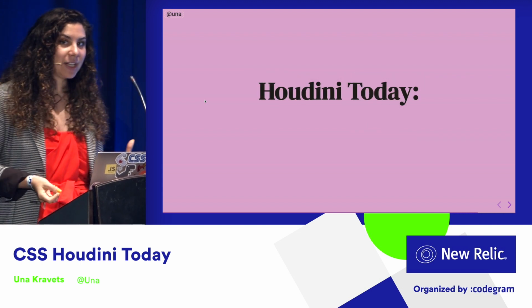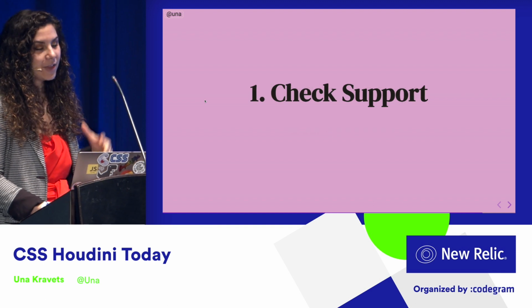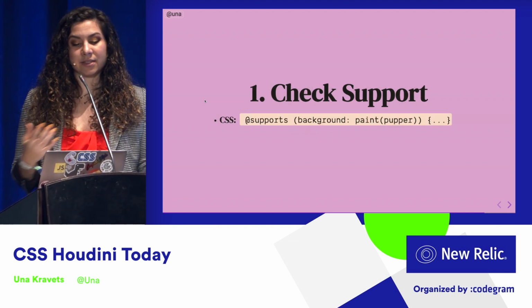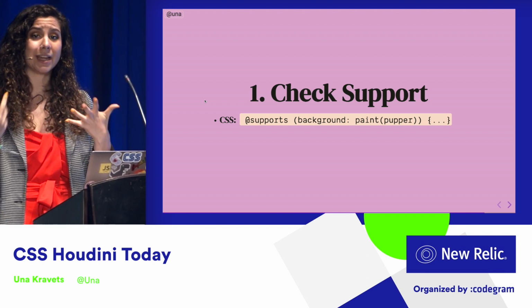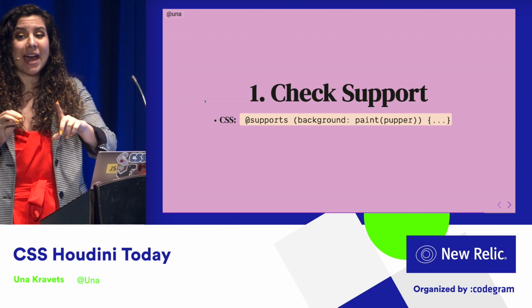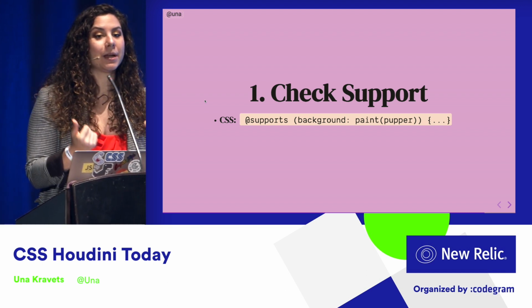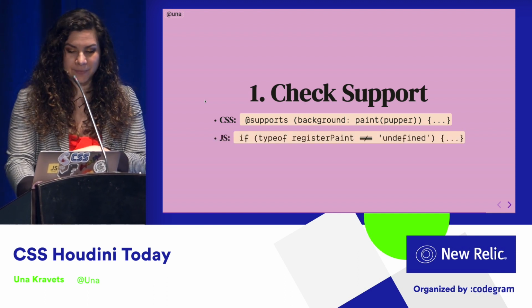So if you are going to use Houdini today, here's the couple of rules, them house rules. The first one is to check support. The way to check it in CSS is using @supports, so you can use background paint to check if there's support there, or layout or animation. Note that IE11 doesn't support @supports, ironically, so you'll want to put your Houdini code inside of the @supports and your fallback outside of it.